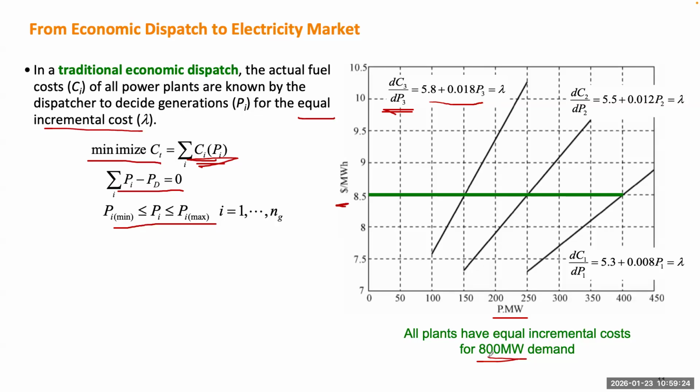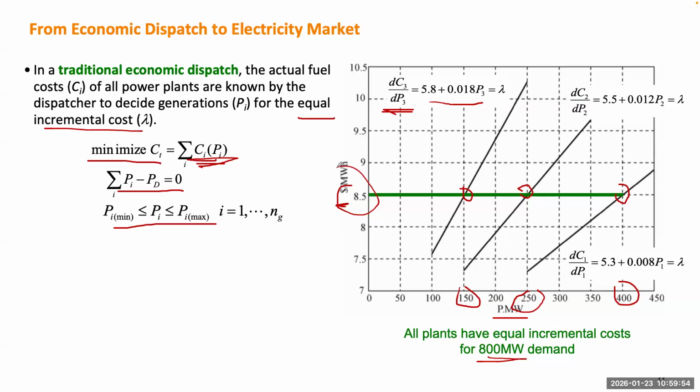So you will move this horizontal line up and down until the 3 intersection points give you the power outputs, like 150, 250, and 400. The total exactly matches the 800 megawatts. Okay, so you solve the problem. That's the price. That's the electricity price. Everything is transparent within this dispatch, not a market.